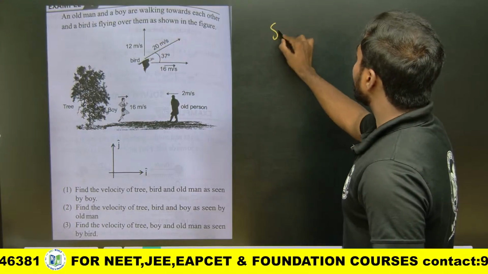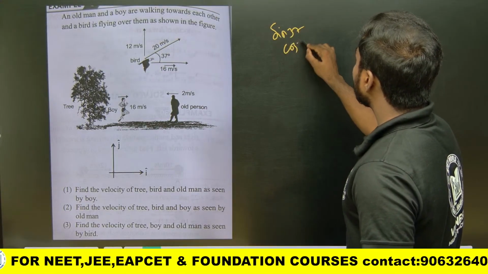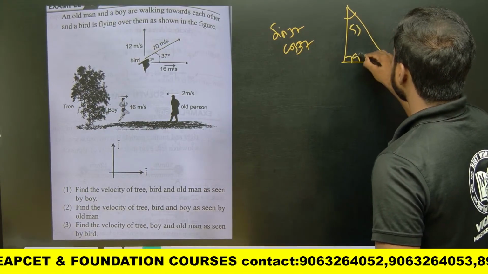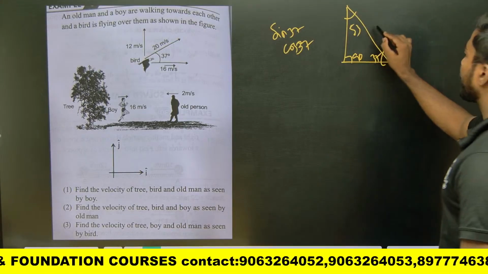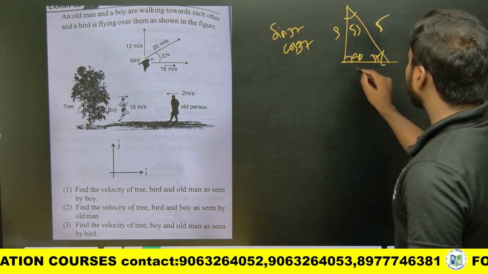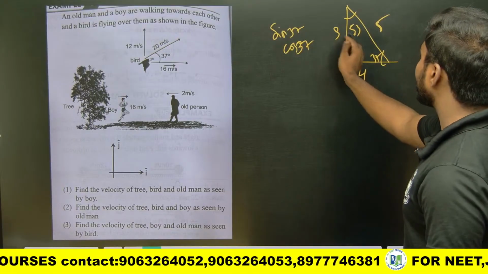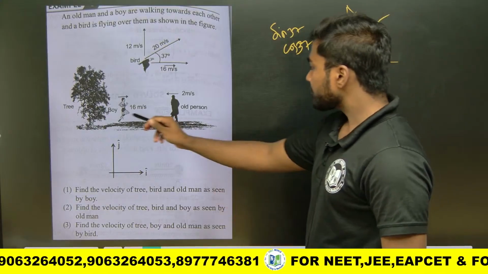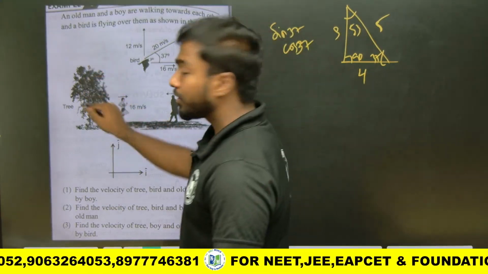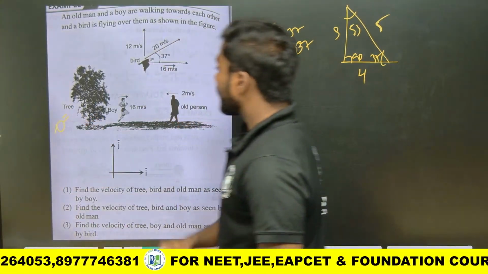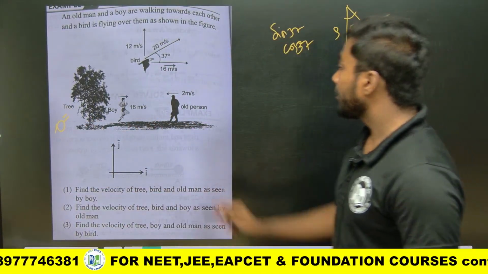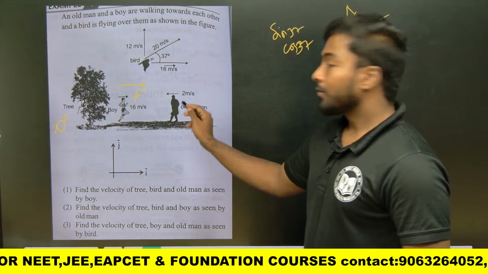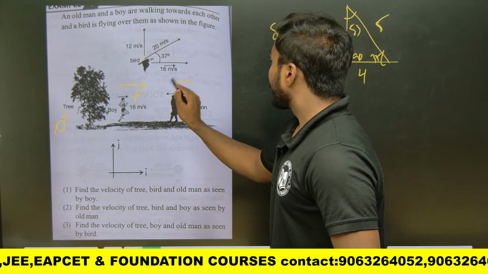So we know sine 37 and cos 37, how to find them, right? So draw a triangle like this. This is 53, 90 and this is 37. The largest number, 5, is in the hypotenuse, another number is 3 and then the remaining number is 4. So I can find sine 37 and cos 37 by using the 3, 4, 5 triangle. The velocity of the tree is 0. The boy is running with 16 meter per second in the positive x axis. The old person is walking with 2 meter per second in the negative x axis.